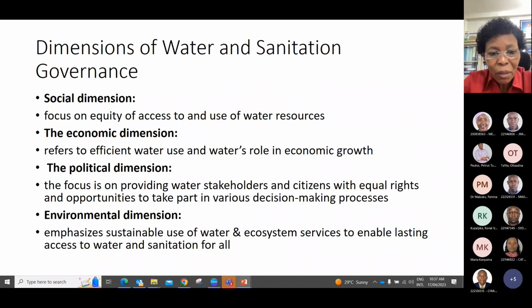And then there is the environmental dimension in water and sanitation governance. In this, the emphasis is on sustainable use of water and ecosystem services to enable lasting access to water and sanitation for all. When we are not careful enough to protect our environment, we finally are all going to suffer. The ecosystem services will not be in good order, and we all know that without proper and healthy ecosystem services, we are in trouble with regards to water resources.